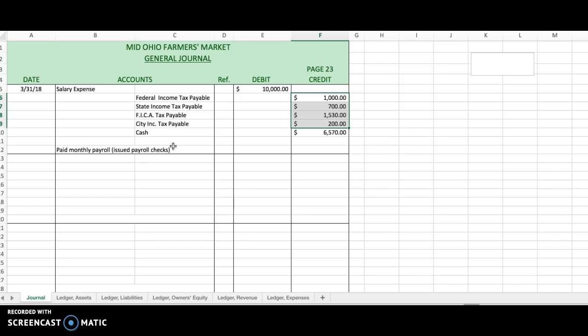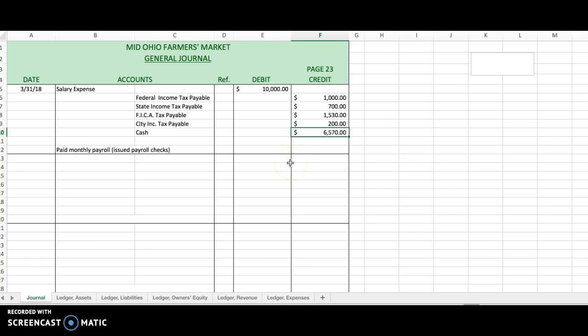So in effect, these amounts are not our money any longer. They belong to the employees. We will pay those taxes, federal, state, FICA, city, all those taxes for them. And again, the law requires us to do that. So those are all credited because liabilities increase on the credit side. Cash is credited, cash decreases because this is the net pay that we paid to them, $65.70.